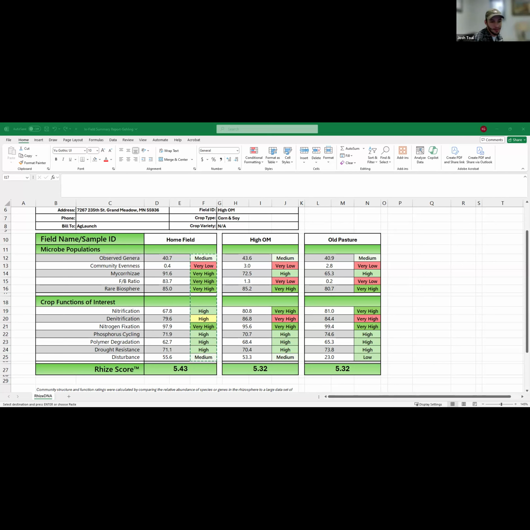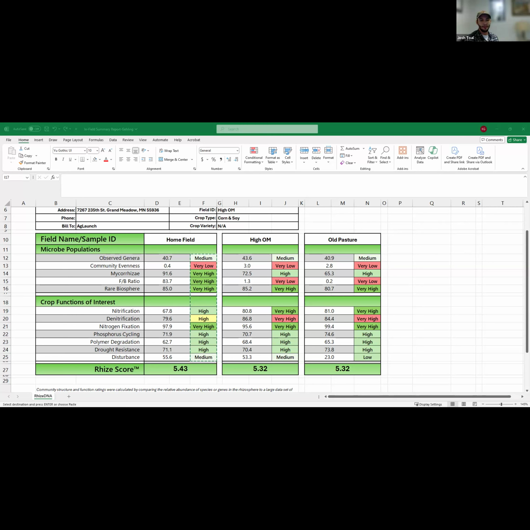Drought resistance: those are microbes that have the ability to create biofilm, which essentially means they're able to secure and hold more moisture in that soil, in that system. The crop produces a lot of different hormones, and so we'd like to observe that in the drought resistance score. And then we have disturbance there at the bottom. So low disturbance is an indicator that you don't have tillage, or that you don't have major compaction and things of that nature.